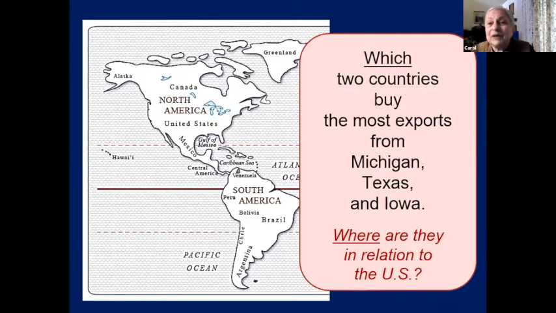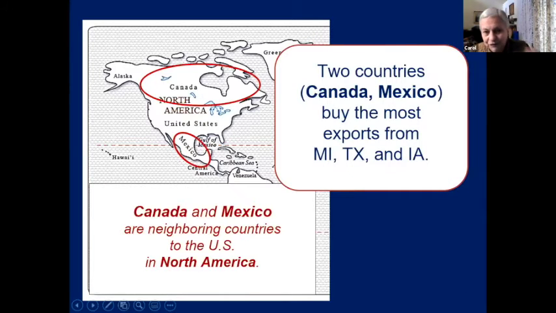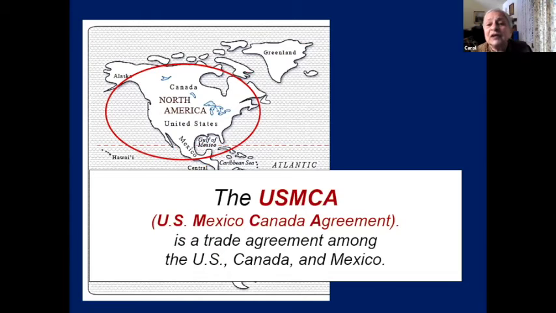Here we have the map, and you'll have to let me know if I should have shown it to you sooner. If we look at North America, we see Canada, the United States, and Mexico. Here, just to focus in on them, I've circled Canada and Mexico as our next door neighbors. That is important because right now there is a trade agreement called the USMCA: U.S. for United States, M for Mexico, C for Canada, A for agreement.